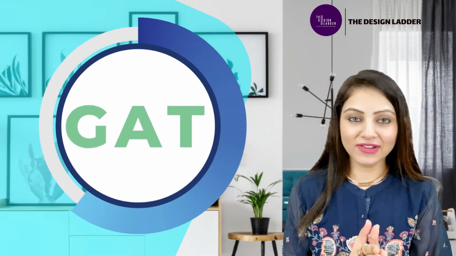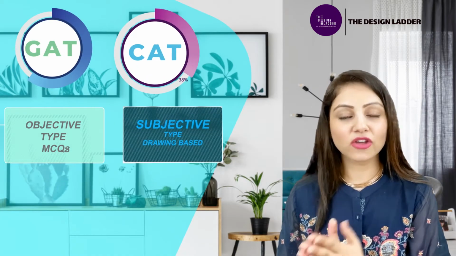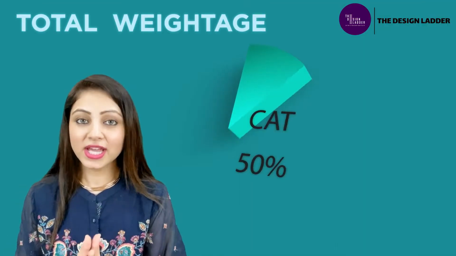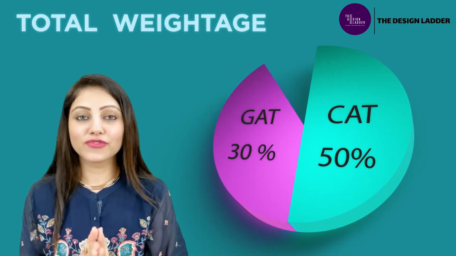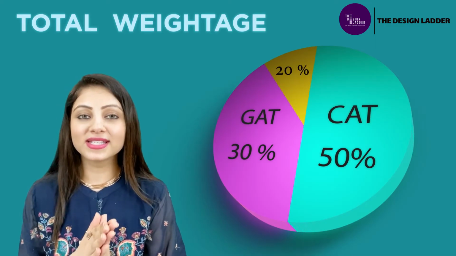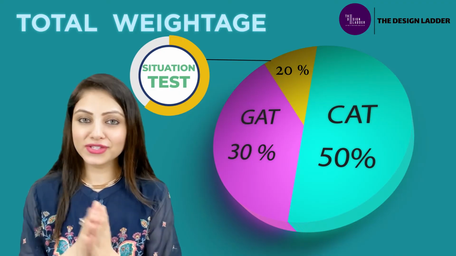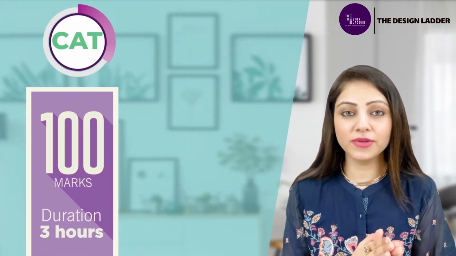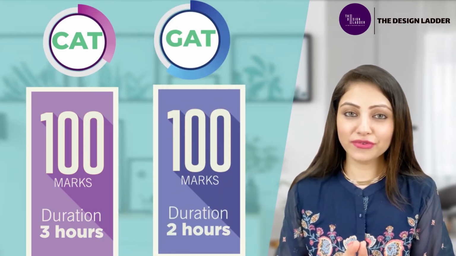Let's talk about GAT first. GAT consists of objective type multiple choice questions, whereas CAT consists of subjective type drawing based questions. If we talk about the overall percentage, CAT takes up 50% of the total marks weightage and GAT takes up 30% of the total marks. The remaining 20% is covered in the practical situation test, which is attempted by the candidates shortlisted from the first written test exam. If we talk about the total marks in the exams, the CAT question paper will come for 100 marks and will be for a duration of 3 hours, whereas the GAT question paper will come for 100 marks and will be for a duration of 2 hours.